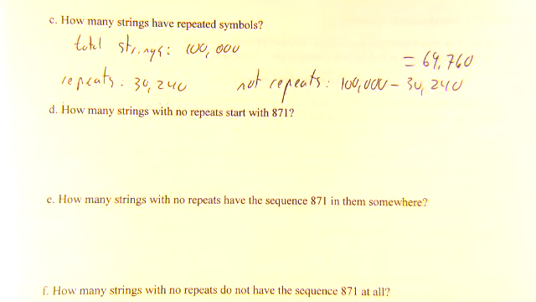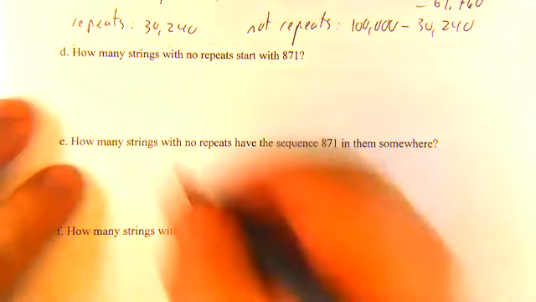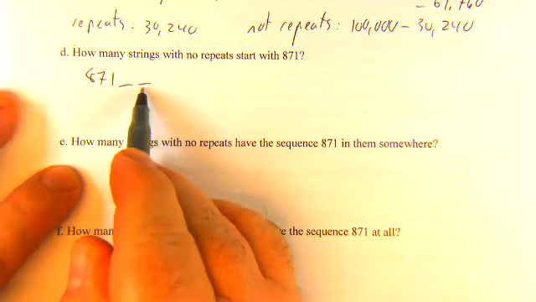You can figure out how many have repeated symbols by finding out how many have not repeated symbols, which is pretty easy, and then subtraction. So how many strings with no repeats start with 871? So we're talking about strings of 5 letters. If you start with 871, you only have 2 spaces left.